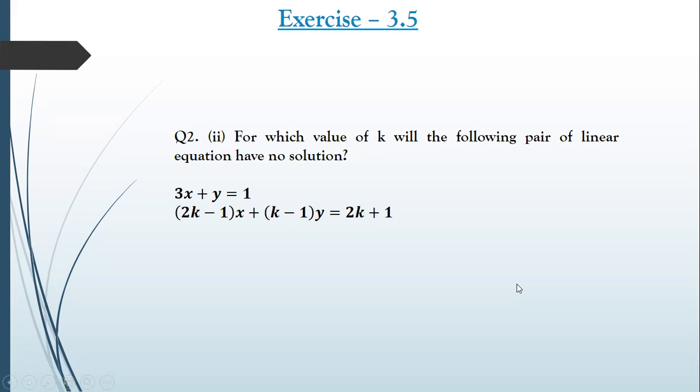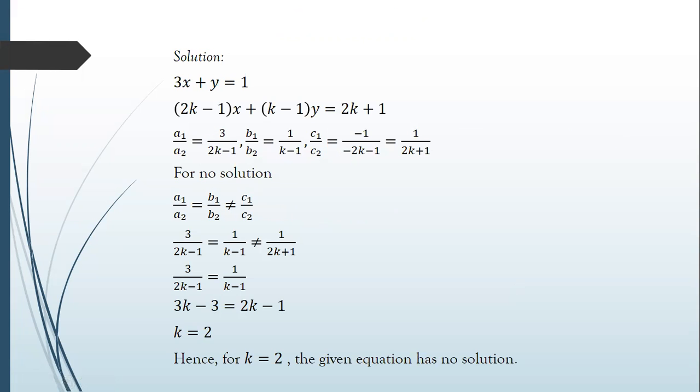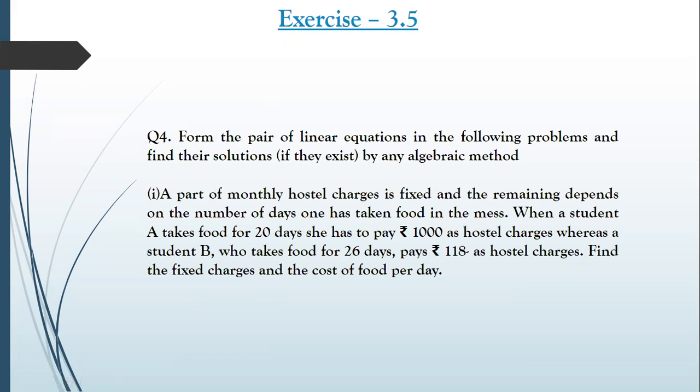Now we have to find the value of k wherein they have no solution. So no solution, I already told you, a1 by a2 equal to b1 by b2. So we get the value of k to be 2.